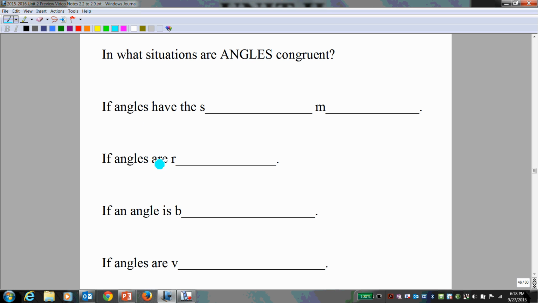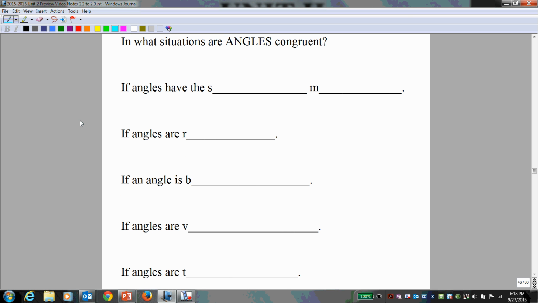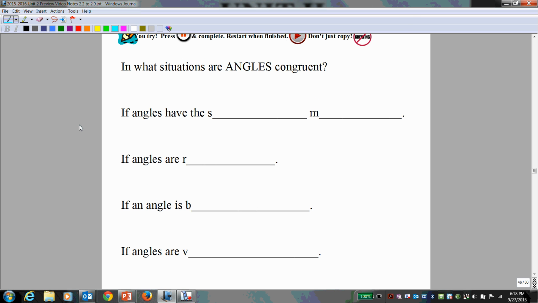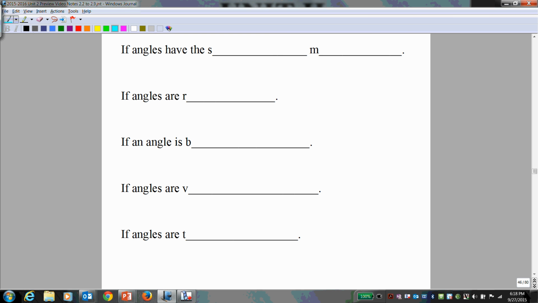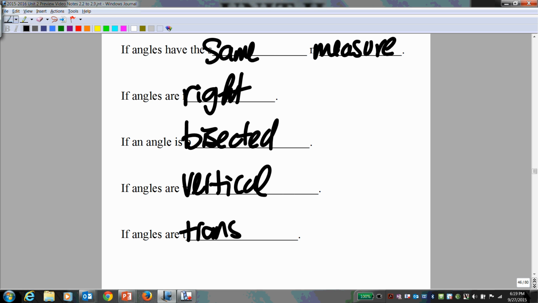Ready? I'd like you to pause and try to fill out this page without looking back. Okay, welcome back. Ready? What are the ways so far angles can be congruent? One, if they have the same measure. If those angles are right angles. If the angle's been bisected. If the angles are vertical. If the angles are transitive.